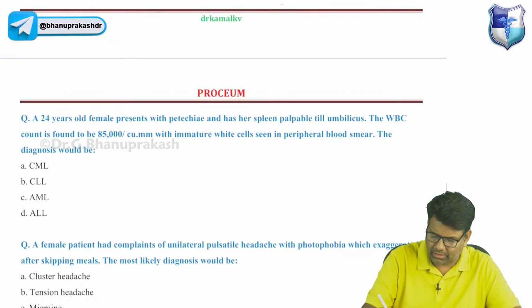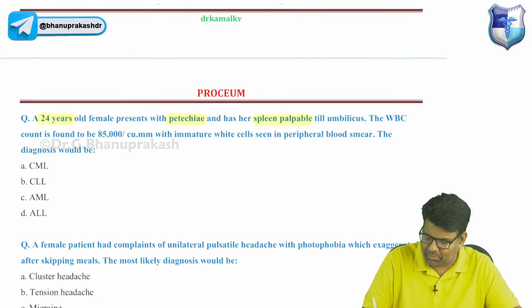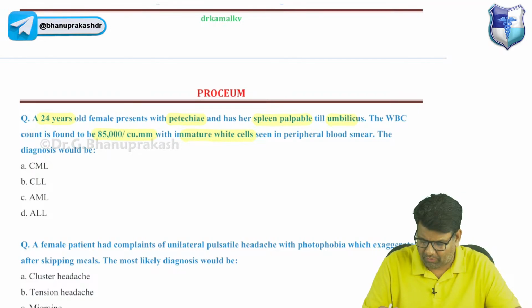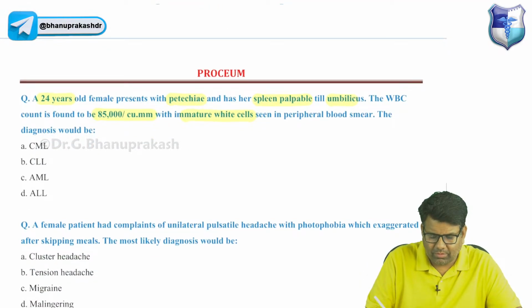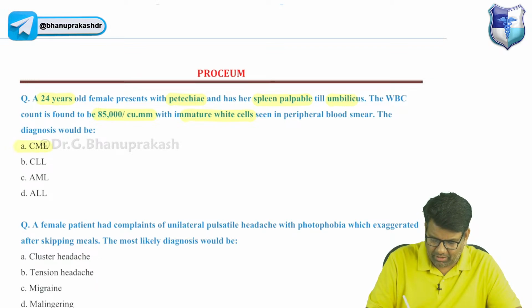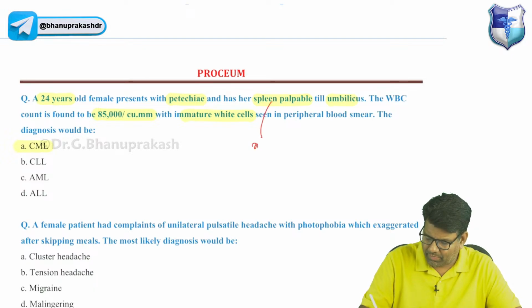Then next question. A young lady with petechiae, palpable spleen going till the umbilicus, WBC is so high, and there are immature white blood cells in the peripheral blood. What can you think of? Anyone? Yes, the moment you find massive splenomegaly, this is massive.